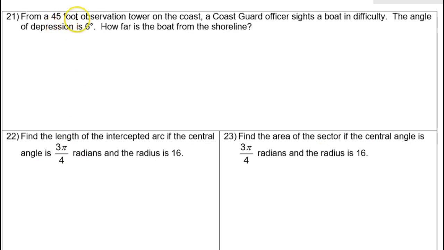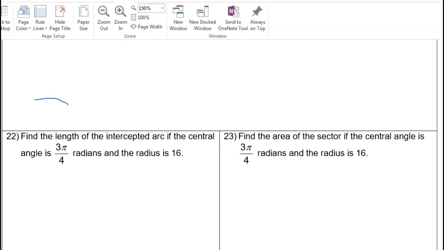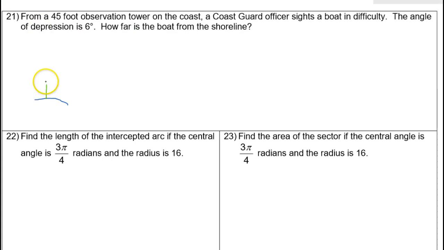From a 45-foot observation tower on the coast, a Coast Guard officer sights a boat in difficulty. The angle of depression is 6 degrees. How far is the boat from the shore line? Okay, so this is the shore over here. Here's our observation tower. Alright, that's my observation tower. Okay, and this is the water. And here's my boat.